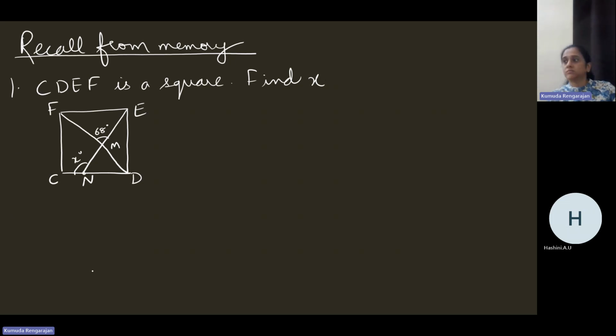X is 112. Co-interior angles. Co-interior angles are like this, in the shape of the letter C. So these two should be the parallel lines, transversal, then co-interior angles are supplementary.